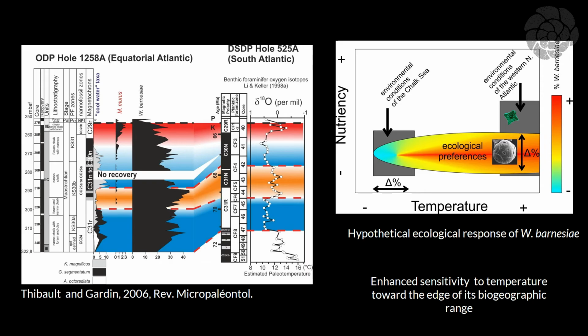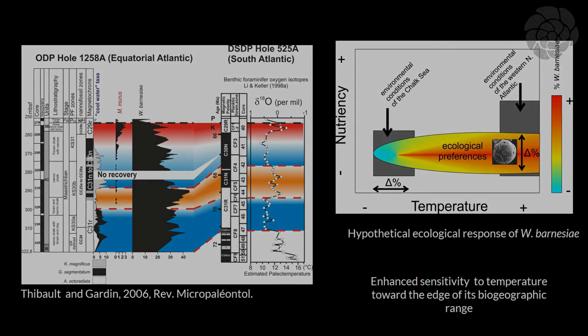And this graph represents, with the color from cool to warm, the hypothetical relative abundance of barnesiae. And you can see that when you do that, what happens is that here, when you are towards the edge of the ecological preferences in temperature, the sensitivity of barnesiae is essentially to temperature. Whereas over there, the sensitivity of barnesiae in the tropics will be essentially to fertility, so to change in fertility.